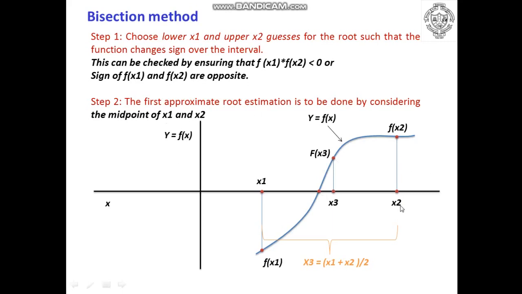So what we can do is replace the value of this x2 with x3. That means the next initial guesses for iteration 2 will be x1 remaining as it is, and we replace this x2 with x3, because if you cross these two checks for these particular initial guesses, you will find that.